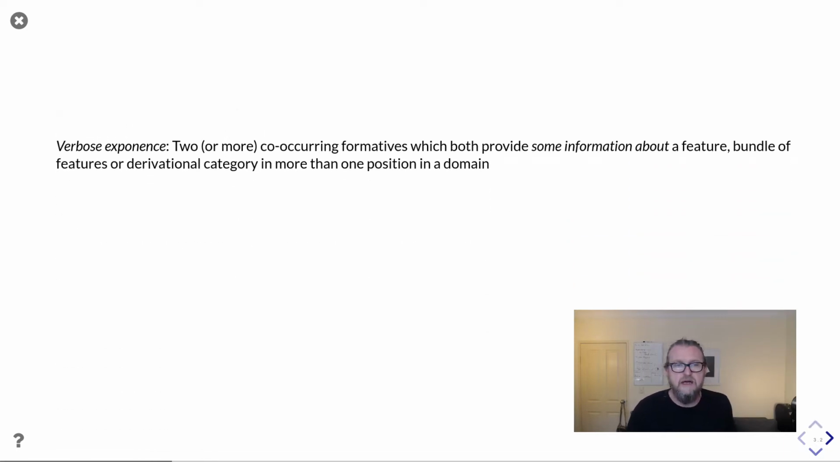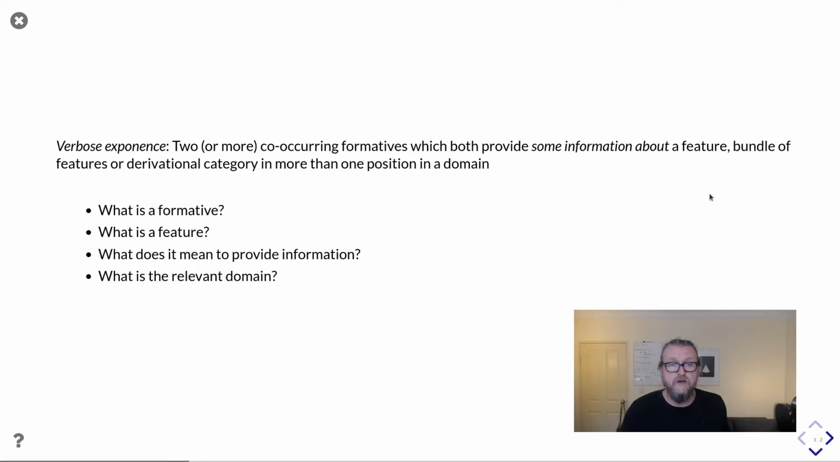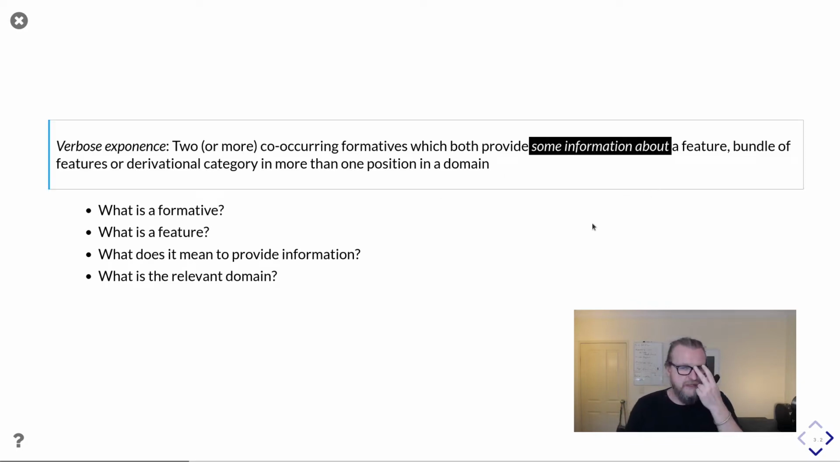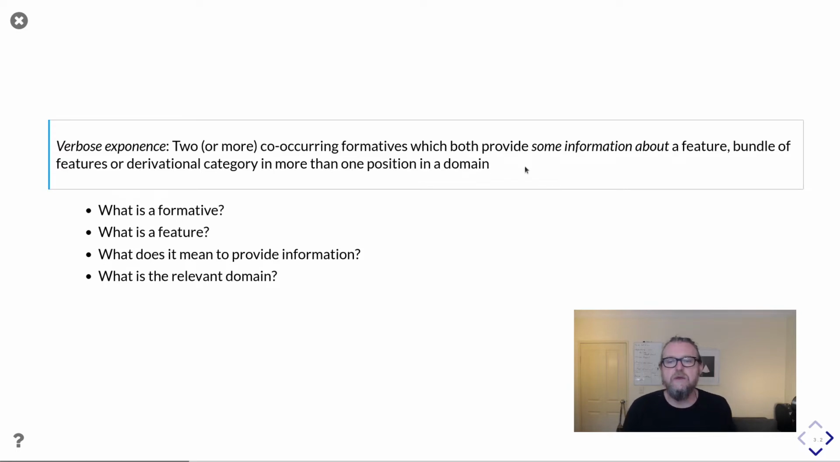So here we have the things we might need to formalize. We need to know what is a formative, right? We've got two or more co-occurring formatives. That's something we need to answer. What is a feature, right? Providing information about features, right? We need to define that, right? What does it mean to provide some information? And what is the relevant domain we're looking at? These are all the elements that we're going to have to formalize.